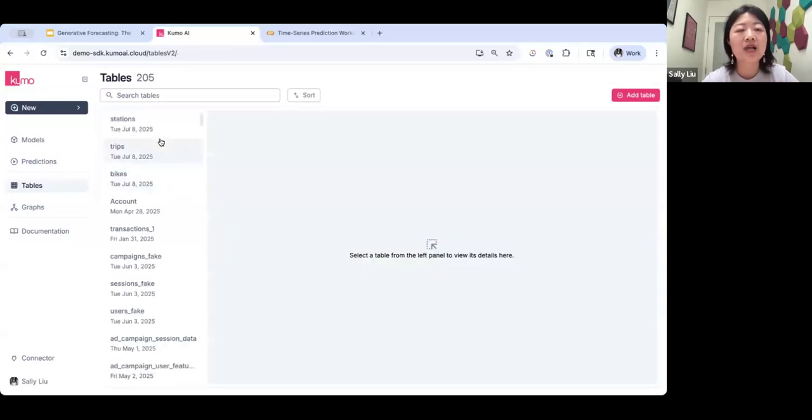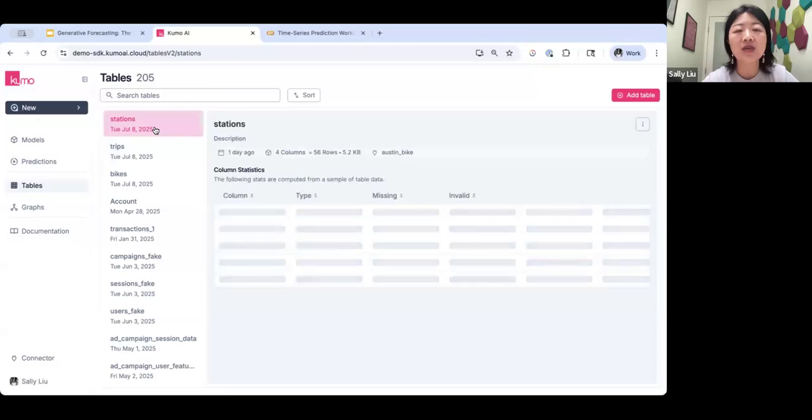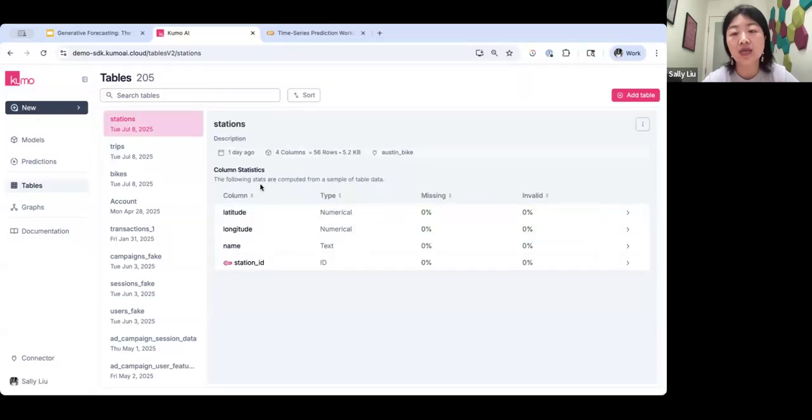It's very important to clarify that we only register the table instead of importing your data to our platform. So your data is still in the data warehouse.